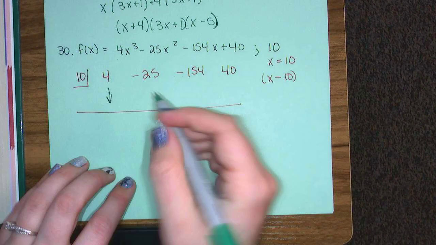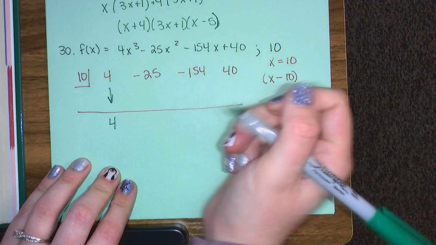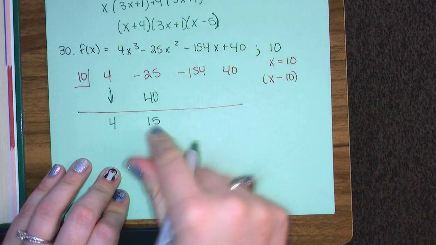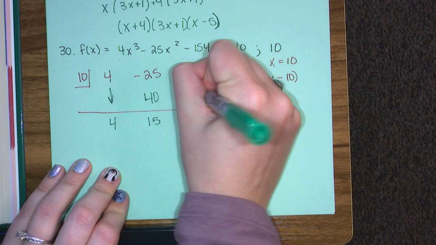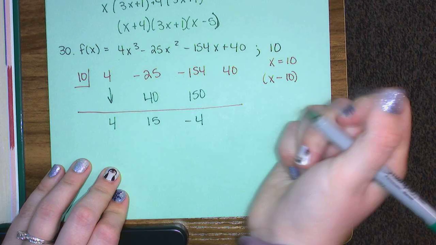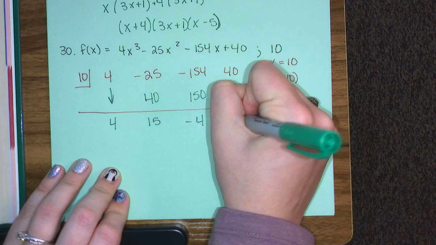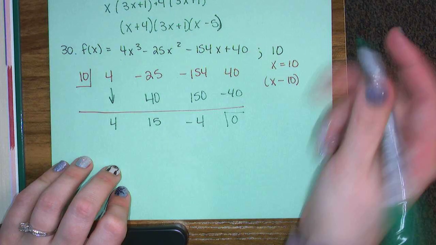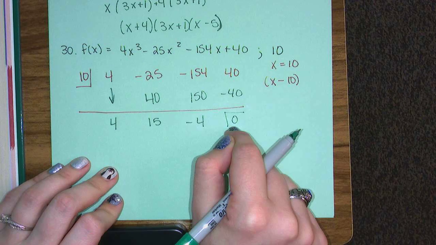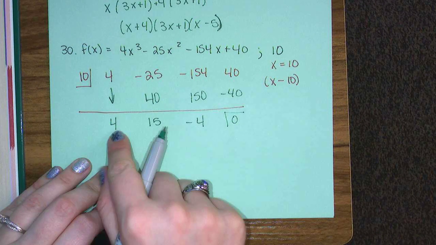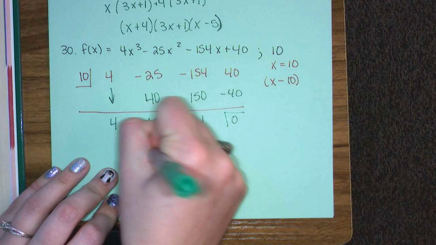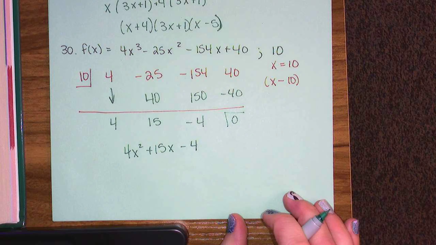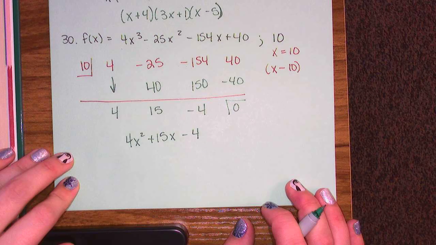Alright, so bringing down the 4, 4 times 10 is 40. 40 minus 25 is 15. 15 times 10 is 150. Negative 4. Negative 40. And 0. So this is in fact a 0 or a factor. This still needs to be 0 for these. So now I'm left with 4x squared plus 15x minus 4. Okay, so now I need to factor this.